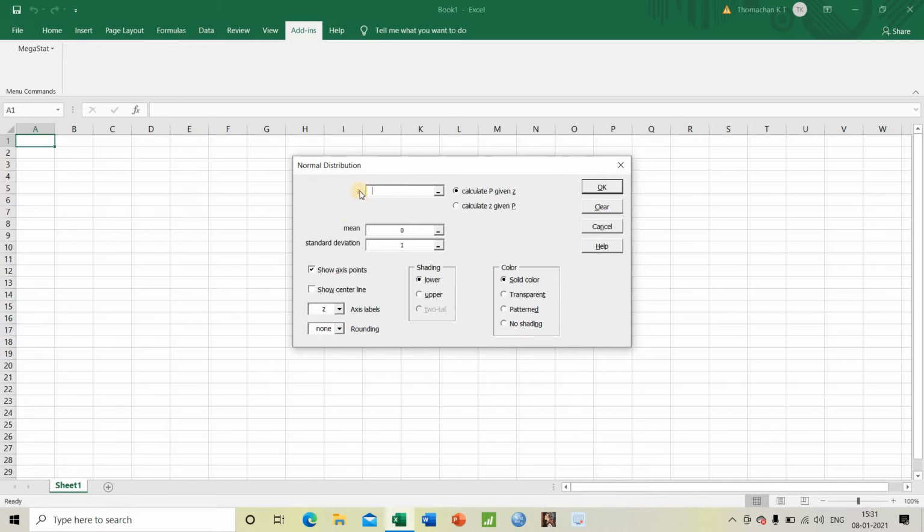It is denoted by Z, mean 0, standard deviation 1. And I want the Z value corresponding to 0.05. And first I take 2 tail. I click OK.